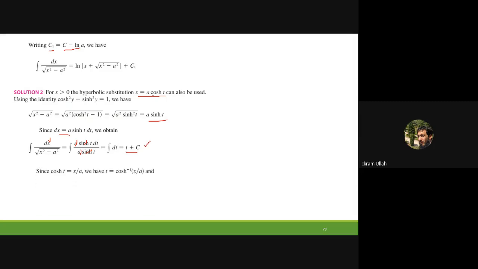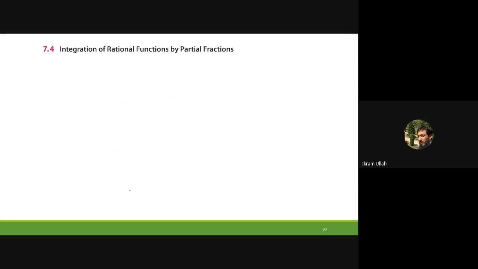Now what is t? Cos hyperbolic t is equal to x divided by a. So apply cos hyperbolic inverse of x divided by a, and in place of t put cos hyperbolic inverse of x divided by a. So this integral is equal to cos hyperbolic inverse of x divided by a plus c. In the next lecture we will discuss the integration of rational functions by partial fractions. Thank you.